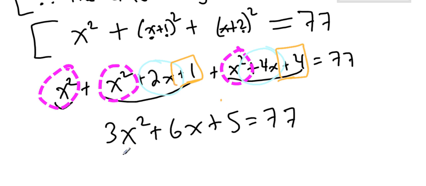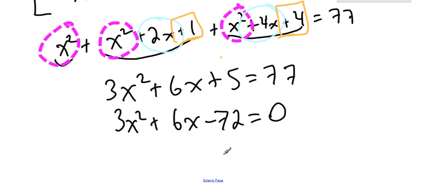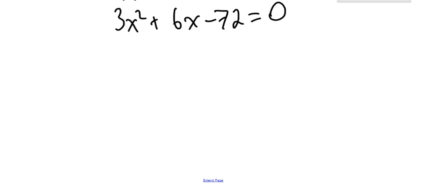So now I'm going to subtract 77 so that it equals 0. Remember, it always has to equal 0 to solve a quadratic. So 5 subtract 77 is negative 72. So there's my quadratic equation. It equals 0.